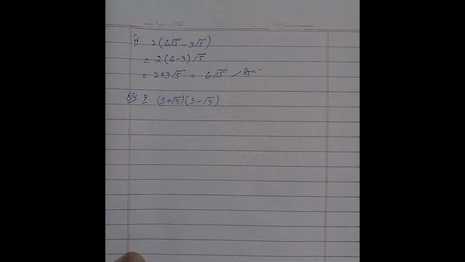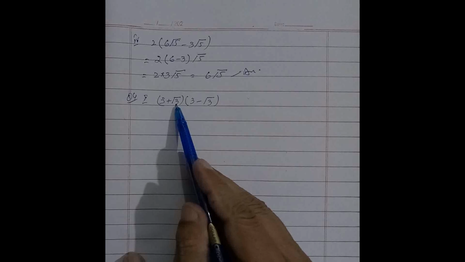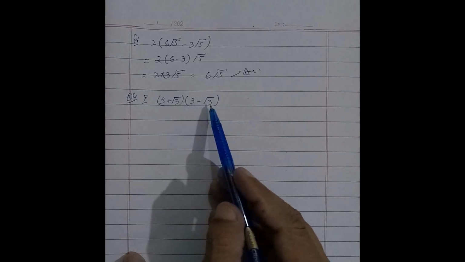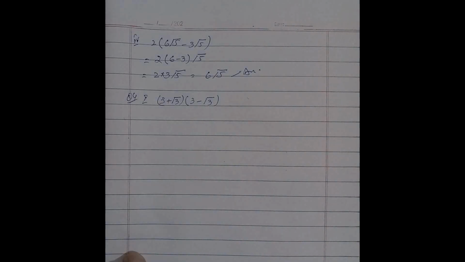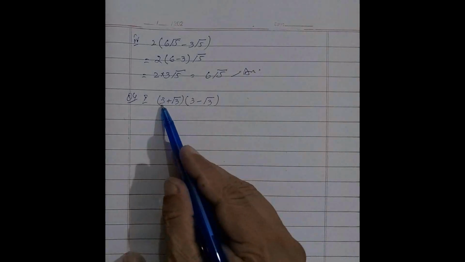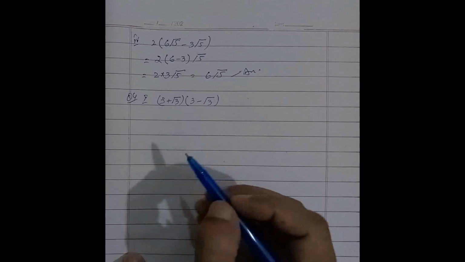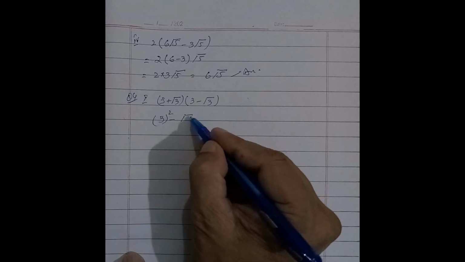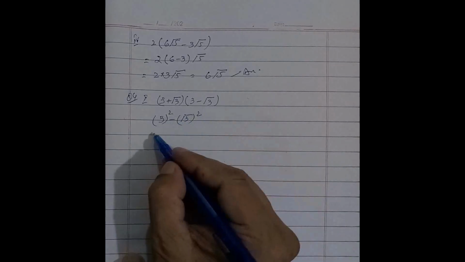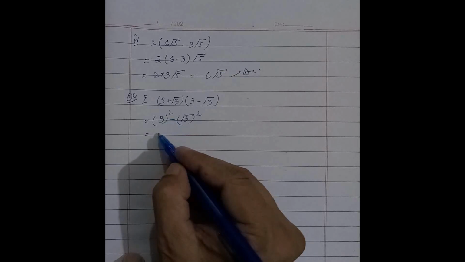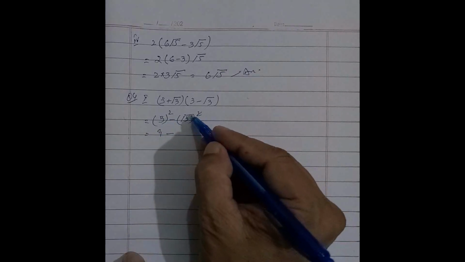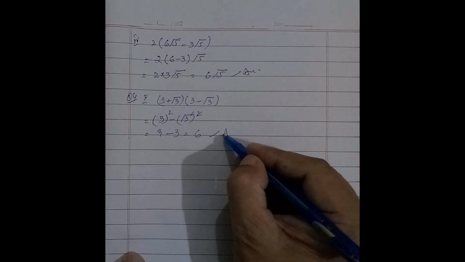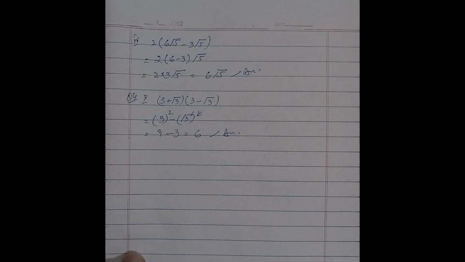In this question we see that it is (a plus b) into (a minus b). The formula is (a plus b)(a minus b), and the answer is a square minus b square. So a is 3 and b is √3. The answer is 3 square minus √3 square. 3 square is 3 3s are 9, minus square and square root cancel, we have 3. 9 minus 3 is 6. Answer of this question.